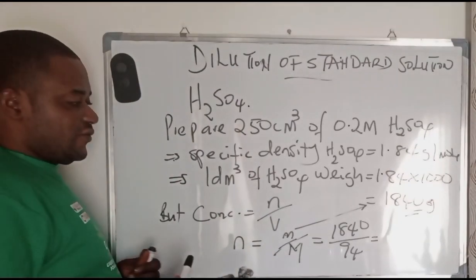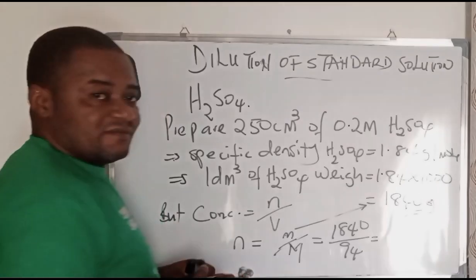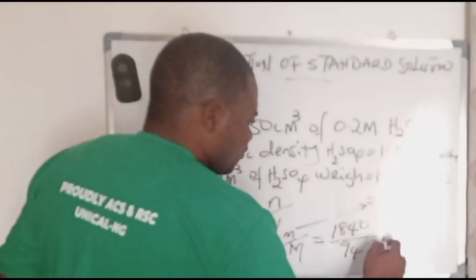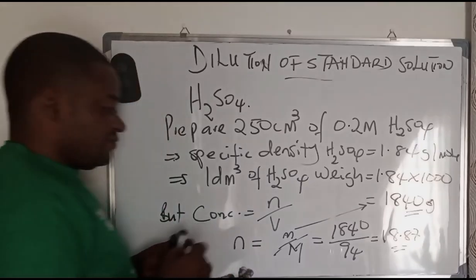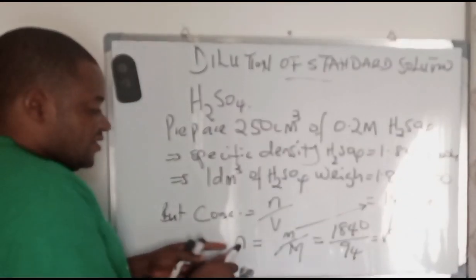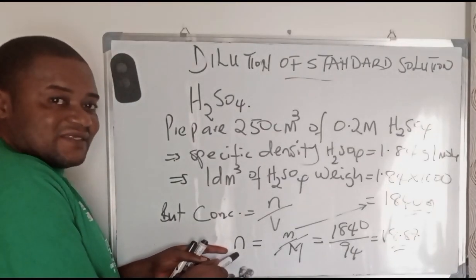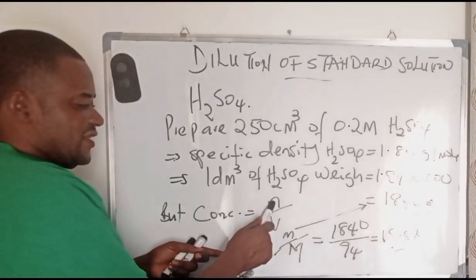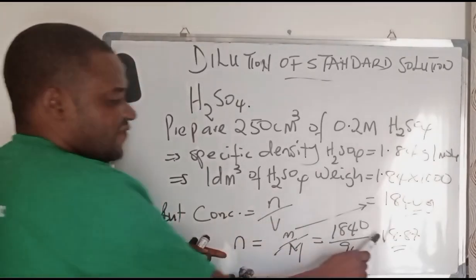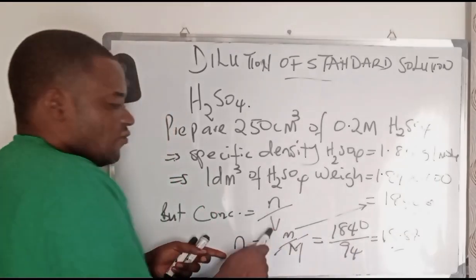If you use a calculator to do this division, you'll see that what you have will be 18.87. That's what you have. This is your amount of acid in solution. So you need to now do what? Bring it to this point. We will now have 18.87 all over the volume.